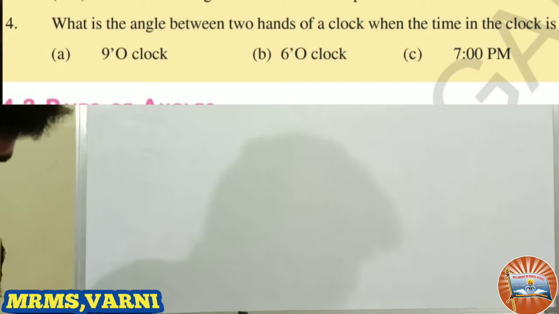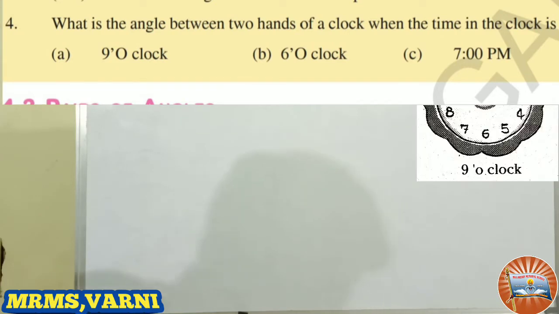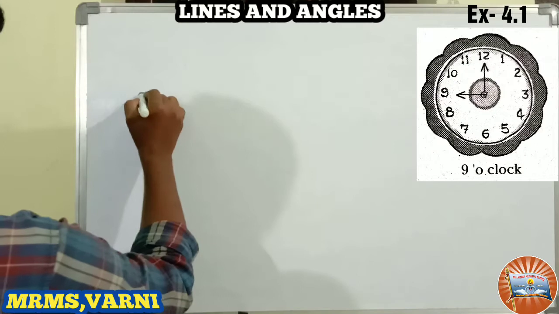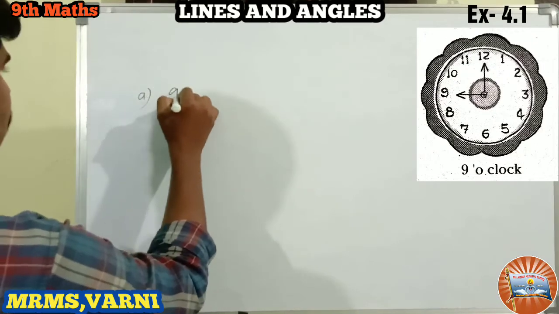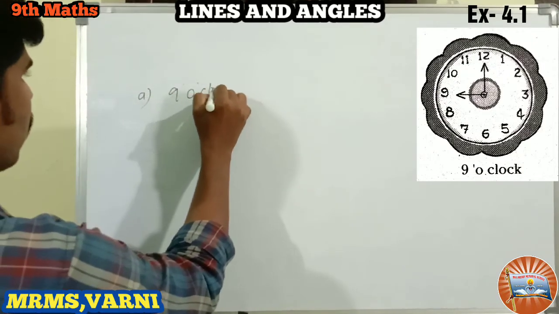In the wall clock, there is no difference whether it is AM or PM. It shows only 7. Whether it is PM or AM, we don't care about that. We just calculate the angle here. So look at the first question, that is A, 9 o'clock.